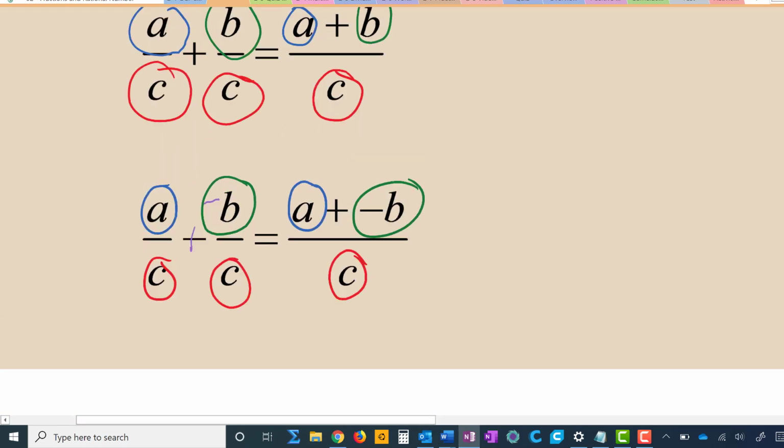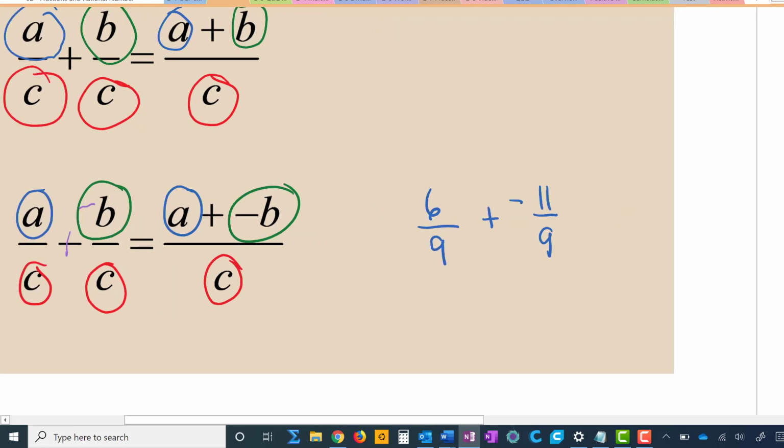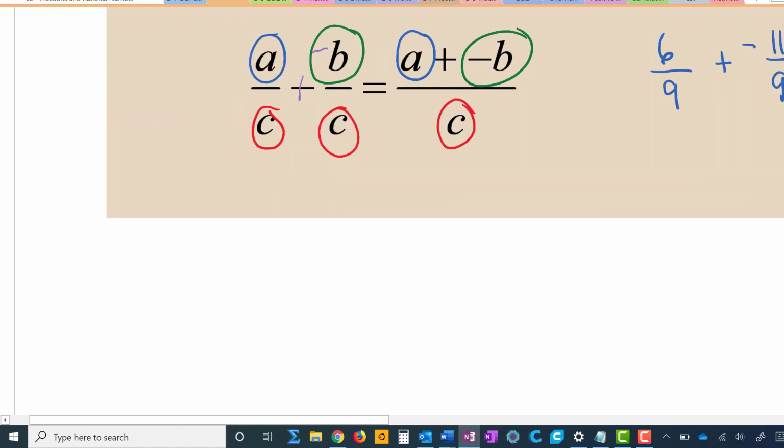Okay, so if we were to look at an example like 6/9 plus negative 11/9, we would just add our numerators, 6 plus negative 11, and keep our common denominator, 9. So that would give us negative 5/9. So let's look at this further.